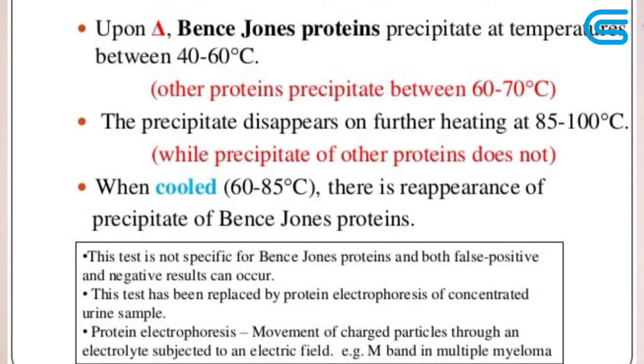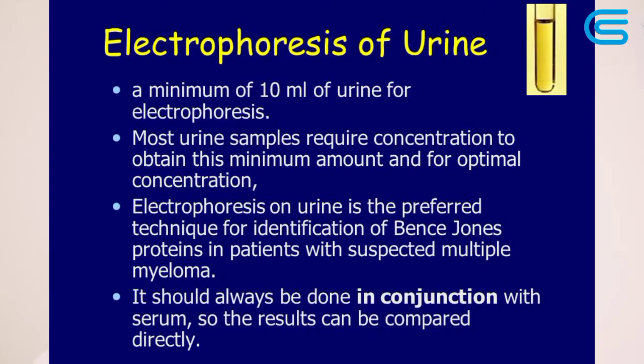So, like I said, for the test for Bence Jones proteins, we'll just do a precipitate test at a temperature between 40 to 60 degrees Celsius to determine whether they are Bence Jones proteins. Though this test is not so specific for Bence Jones proteins, and both false positive and false negative results may occur when we are doing this test. And this test has been replaced by protein electrophoresis of concentrated urine samples.